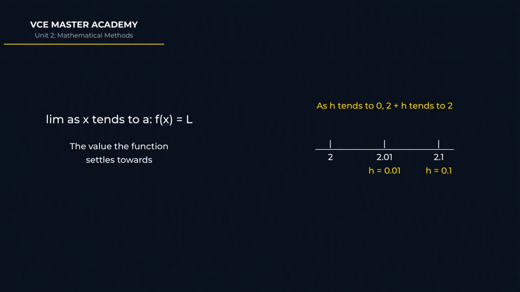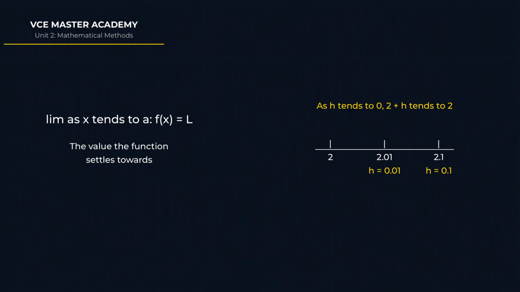Now, that word limit, here's what it means in plain English. A limit is the value something settles towards. Nothing more mysterious than that. We write it like this: lim, with x arrow a underneath, then f of x equals L. And we read it out loud as the limit as x approaches a of f of x equals L.